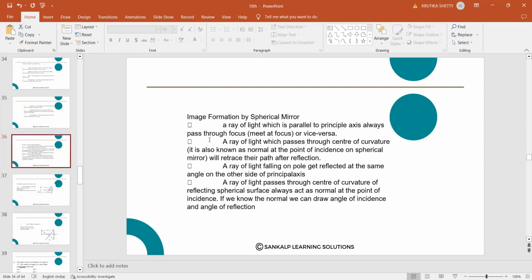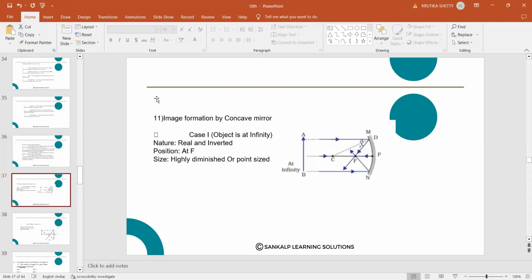So I just told you the 4 points. In these 4 points, what we are doing is, when you change the place of the object, first I will take the object and keep it on the center of curvature. I'll keep the object behind, the back side of the center of curvature. I'll keep the object between the center of curvature and the pole. So when I change the position of the object on the principal axis, where are the images formed? For the concave mirror, in total we have 6 cases. We will study a total of 6 cases.